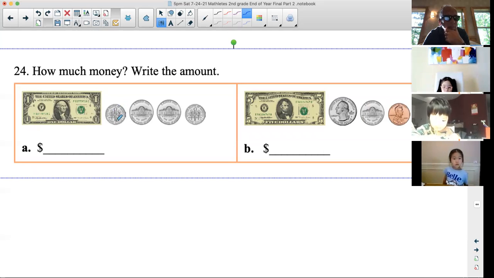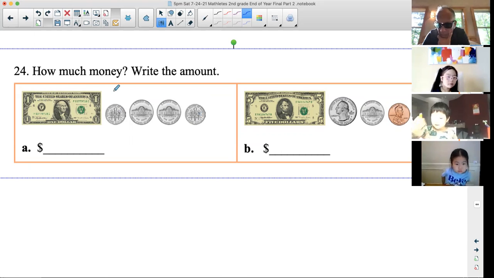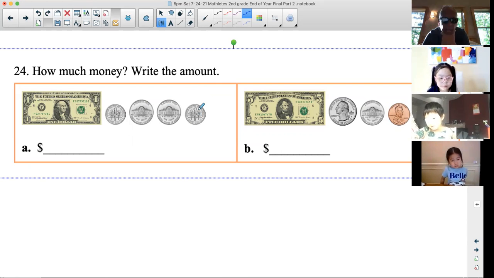On the dime, and then on the nickel, and the dime. How much money is $1 plus 1 dime plus 1 nickel plus 1 nickel plus 1 dime? Everybody write that down. So again, $1 plus a dime, a nickel, and a nickel. Raise your hand if you think you know the answer to this problem.